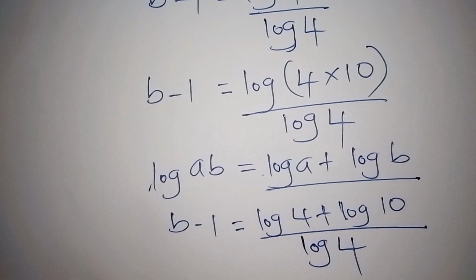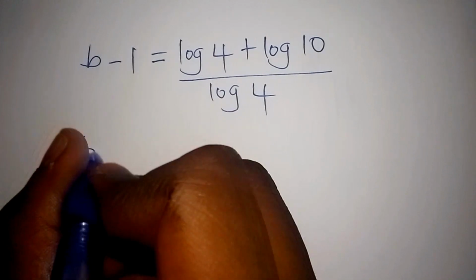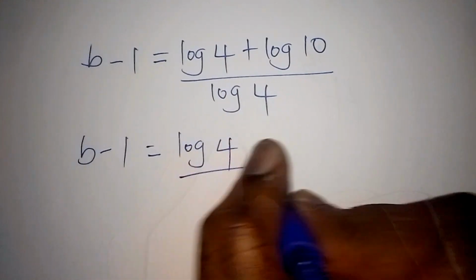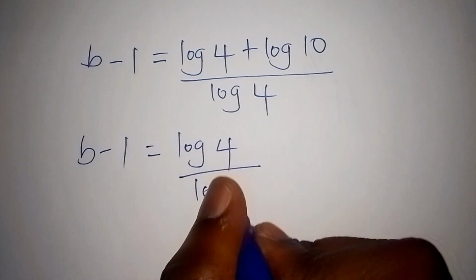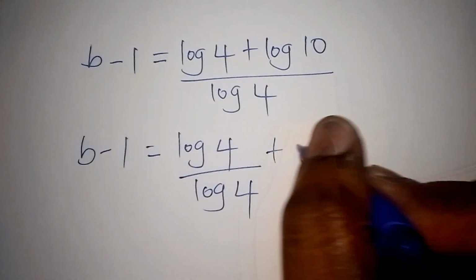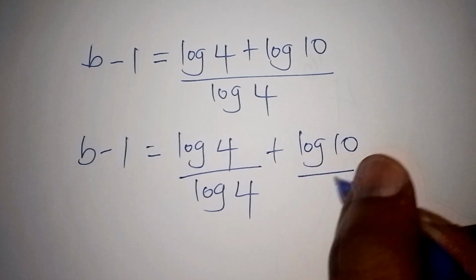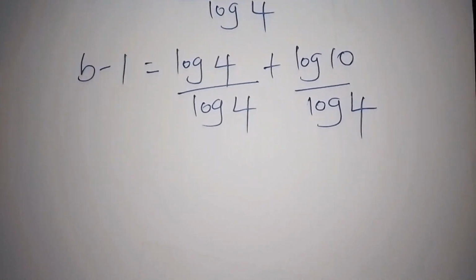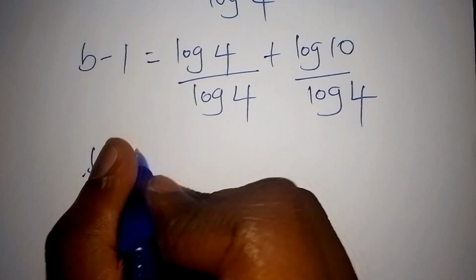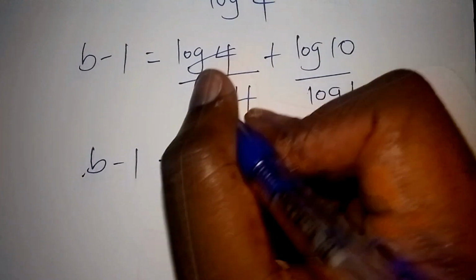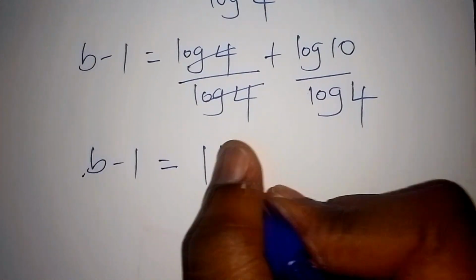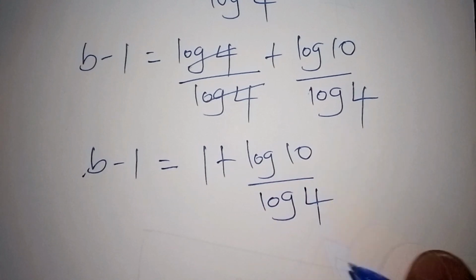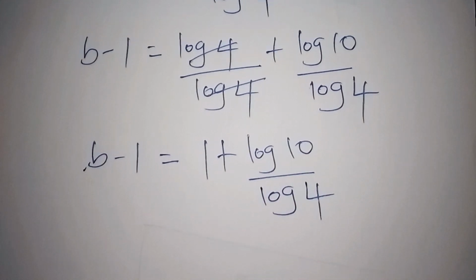So now b minus 1 is equal to, let's split the equation by saying the log of 4 over the log of 4, where we divide by the log of 4 on both terms, plus the log of 10 over the log of 4. The log of 4 and the log of 4 cancel, so we remain with 1 plus the log of 10 all over the log of 4. We still cannot leave this mathematics this way.